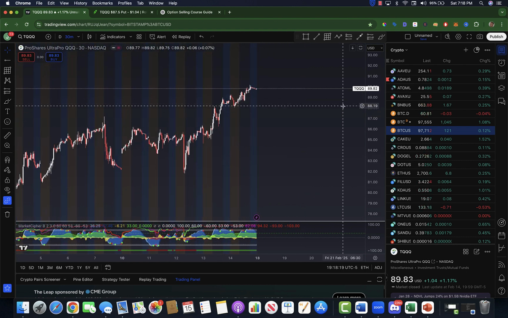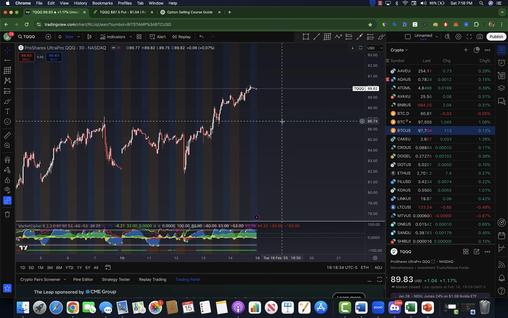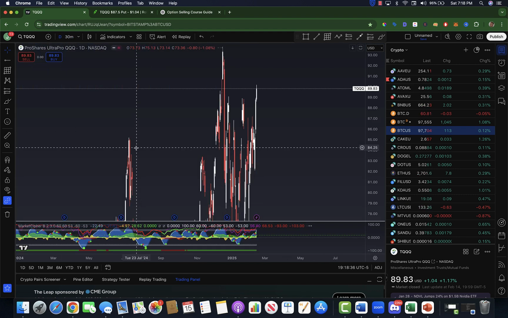So what does that mean? It means you're fading the puts, right? You are betting that people who buy puts are going to lose. When you sell a put, you're saying, I think that people who buy puts are going to lose, right? And I can tell you this, that traditionally speaking, in the market, people who buy puts do lose.